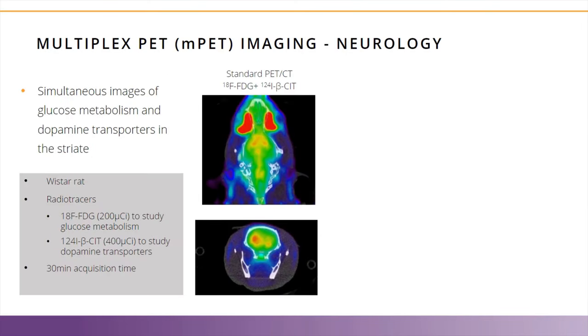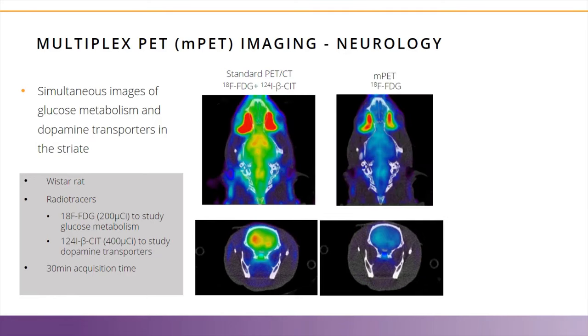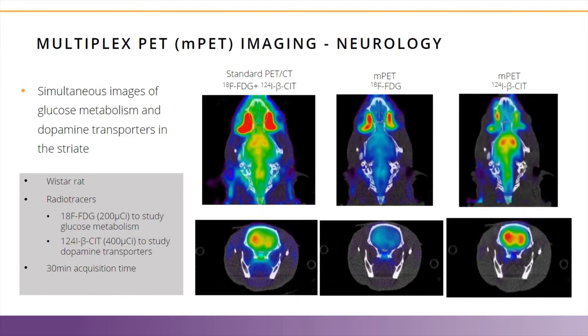In this example, FDG was injected to look at cerebral metabolic activity, while an iodine-124 CIT tracer was injected to study dopamine transporters. The combined multiplex PET image is co-registered with the CT image. The software is then able to deconvolve the 2 images into the separate signals. This is the FDG image to look at the cerebral metabolism, and the CIT image to look at dopamine transporters.